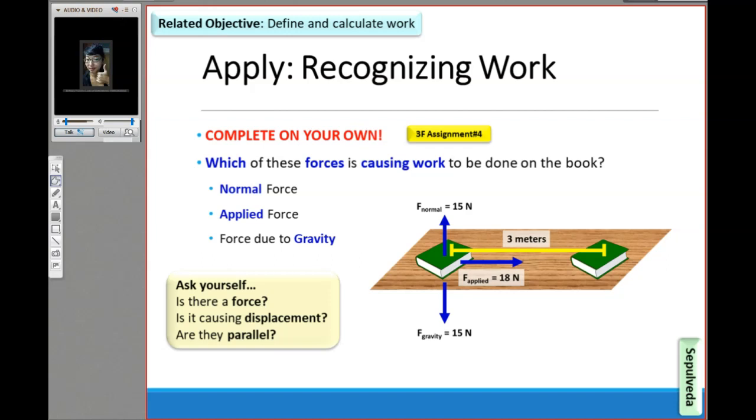All right, everyone. So this is number 4. We're going to go ahead and turn off the chat. For number 4, it asks which of these forces is causing work to be done on the book. Remember, the most important idea here is that to find work, we need a force, a displacement, and they have to be parallel. So we need to find where the force and the displacement are parallel to each other. So you can see 15 newtons from our normal force, 18 newtons from our applied force, 15 newtons from our force due to gravity, and the object is moving 3 meters to the right. That is the motion of the object.